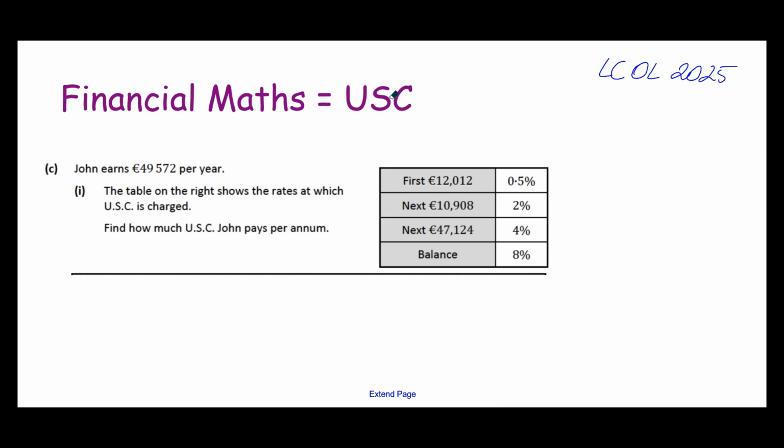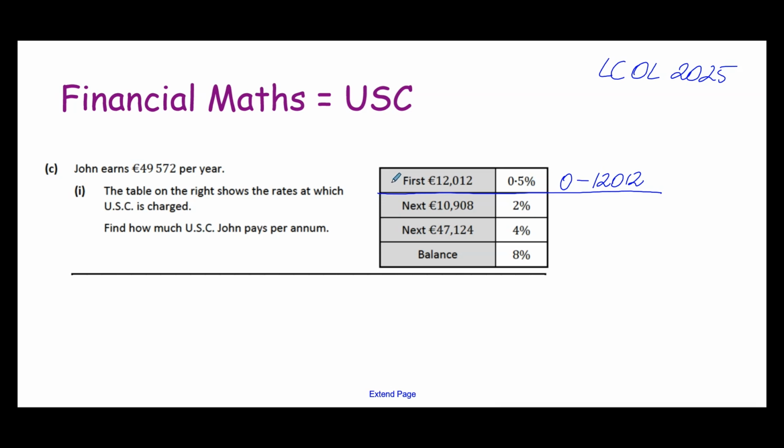Let's talk about USC. USC is a little bit more difficult aspect of your financial maths. Before we dive into the question, let's have a look at this table and understand how it works. So here, what that means when they are saying first 12,012, that means if somebody is earning from 0 to 12,012, he will pay 0.5% of the tax.